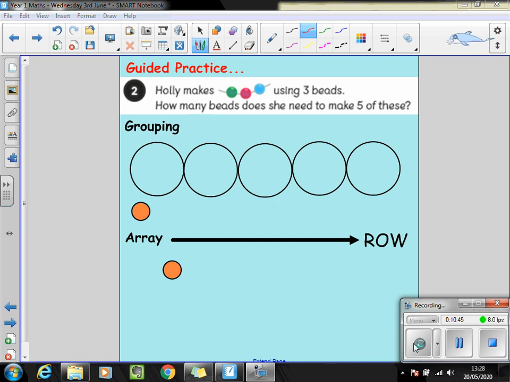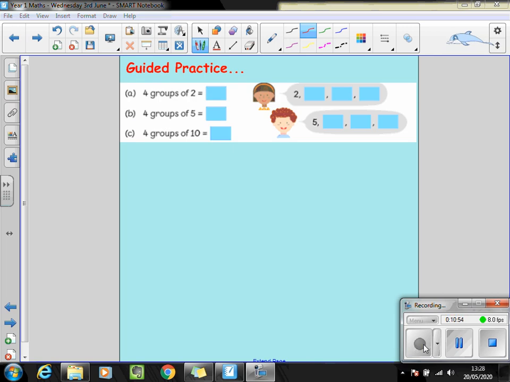Holly makes a bracelet using 3 beads. How many beads does she need to make 5 of those bracelets? And 3 more guided practice questions. Again, you might want to make groups, or you might want to use an array to help you find the answer. But have a go at question A. What is 4 groups of 2? Question B. What is 4 groups of 5? And question C. What is 4 groups of 10?